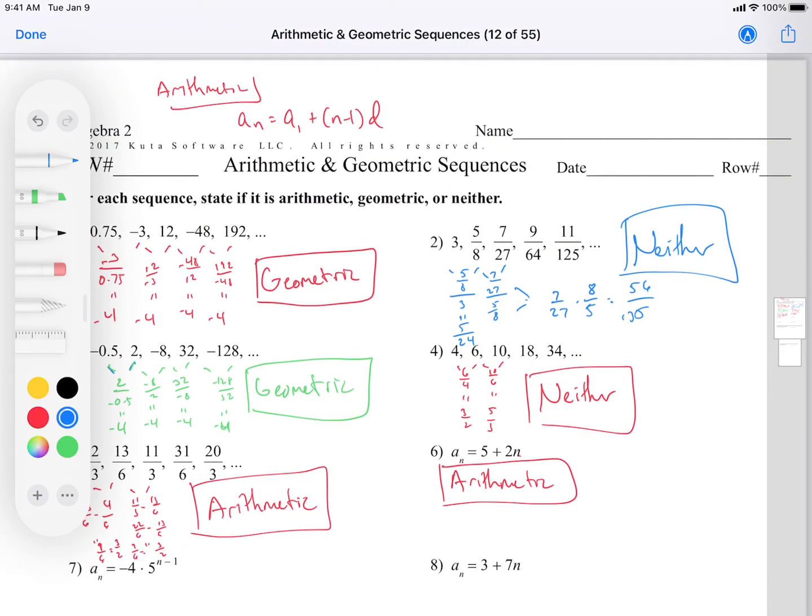Geometric. I've been using green for geometric. Geometric has the form a to the n is equal to my first term times r to the n minus 1.